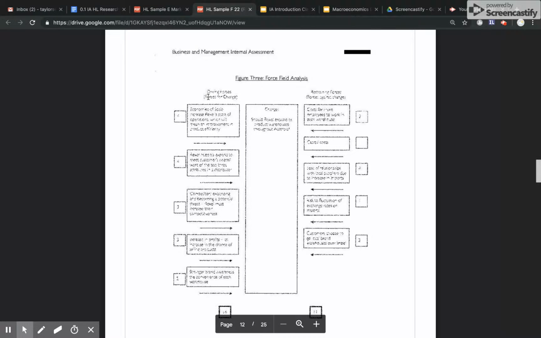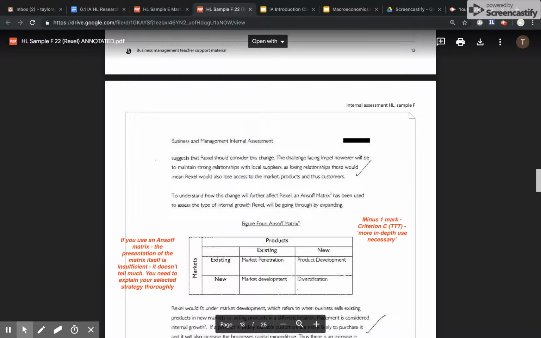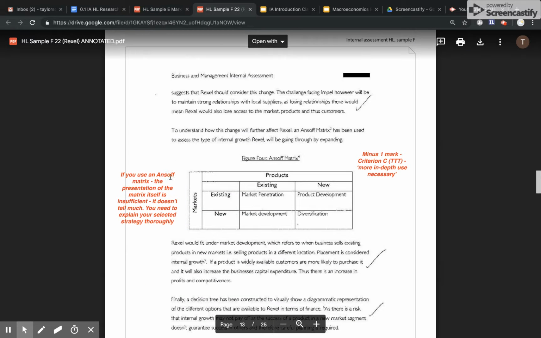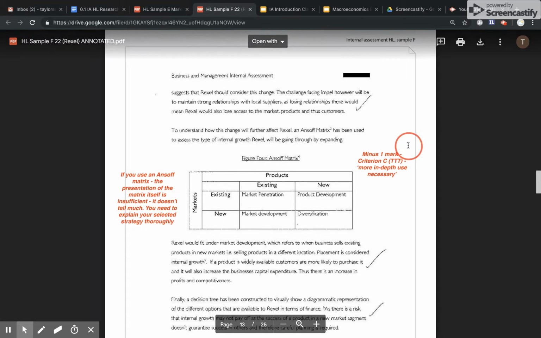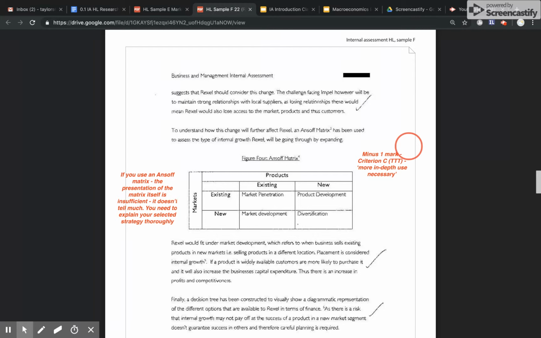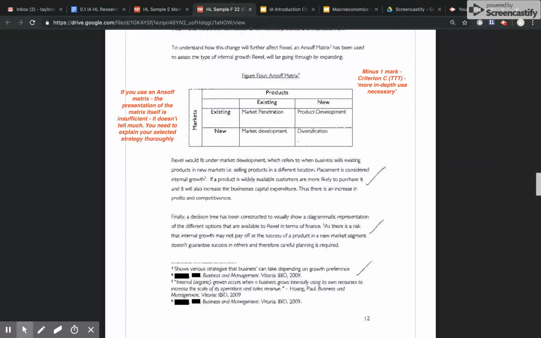Their force field analysis. And then they get into the Ansoff matrix. In this case, the IB examiner took off 1 mark because he or she felt that they did not go in depth enough with the use of the Ansoff matrix or other tools.